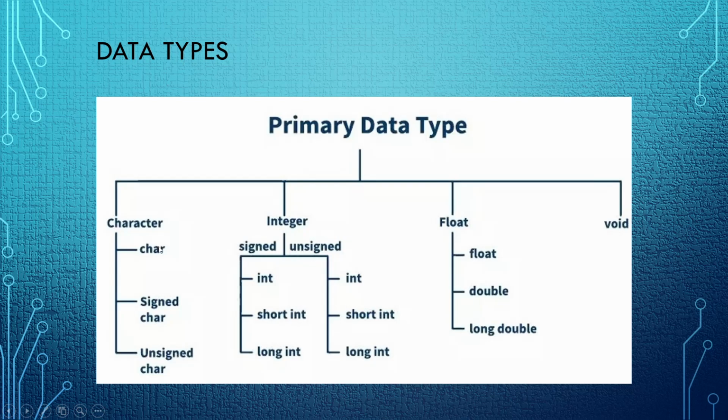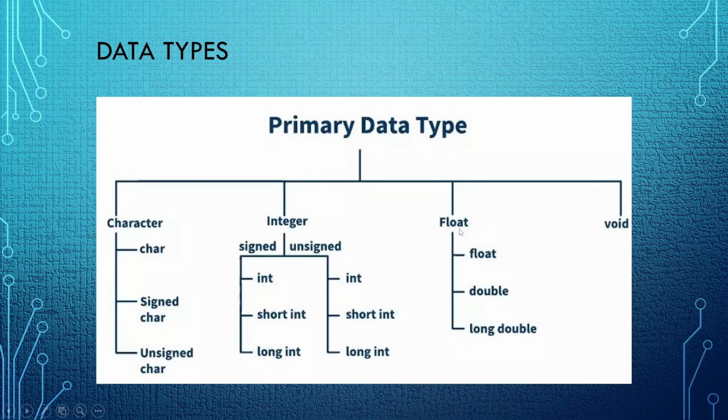The character data type is a set of characters enclosed in single quotations, used as char, signed char and unsigned char. The second one is the integer data type. It is a set of whole numbers. An integer value does not have a decimal value. We use the keyword int to represent the integer data type in C. It is used with different types of modifiers like unsigned int and signed, further short and long.